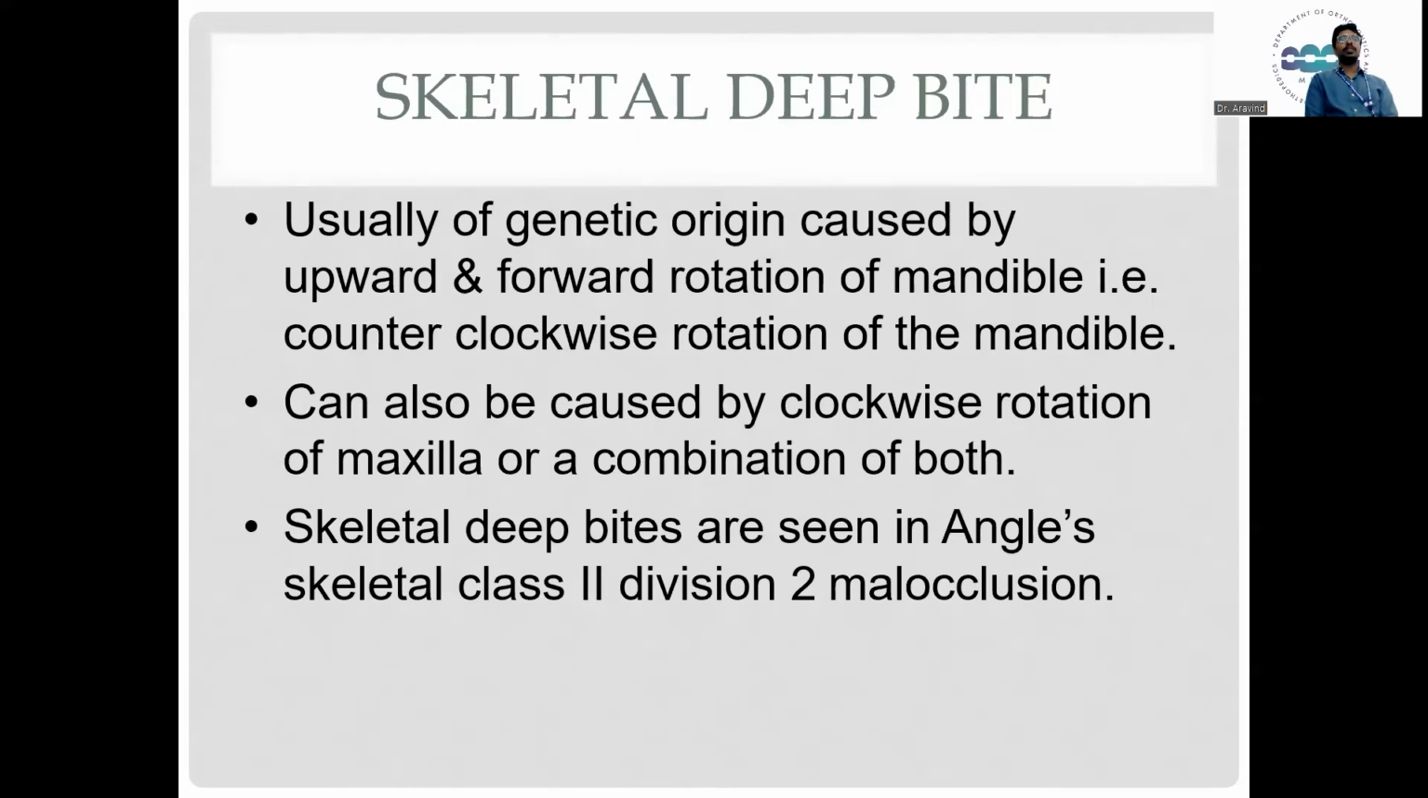Coming to skeletal deep bite. Usually the skeletal deep bite will be more genetic in origin, caused by upward and forward rotation of the mandible. Also, it can be termed as the counterclockwise rotation of the mandible. It can also be caused by clockwise rotation of the maxilla or a combination of both. Skeletal deep bites are usually seen in Angle's skeletal class 2 division 2 malocclusions.